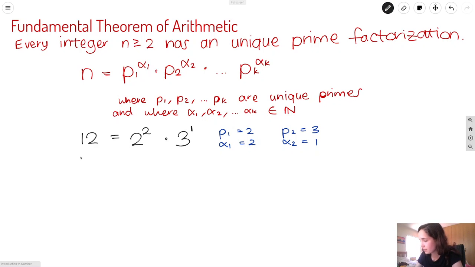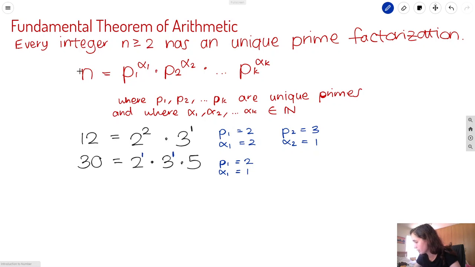Let's look at another one. 30 is equal to 2 times 3 times 5. So in this case, p1 is going to be 2, alpha 1 will be 1, since it's going to be to the power of 1 for each of these. p2 will be equal to 3, alpha 2 will be equal to 1, p3 will be equal to 5, alpha 3 will be equal to 1.